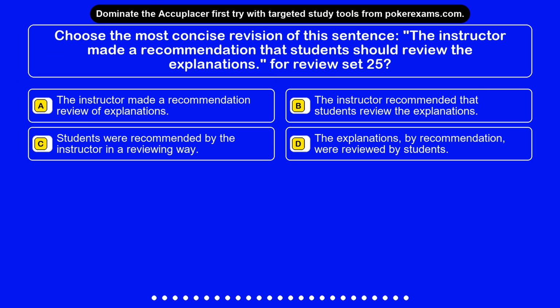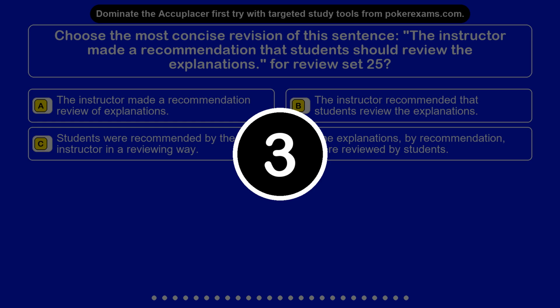Question 22. Choose the most concise revision of this sentence. The instructor made a recommendation that students should review the explanations. For review set 25. Option A. The instructor made a recommendation review of explanations. Option B. The instructor recommended that students review the explanations. Option C. Students were recommended by the instructor in a reviewing way. Option D. The explanations, by recommendation, were reviewed by students.